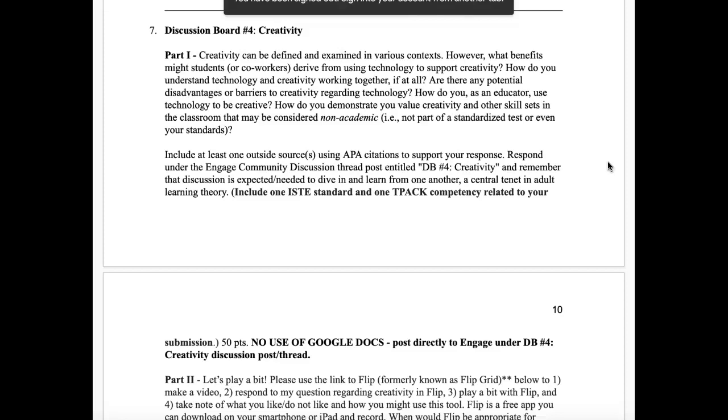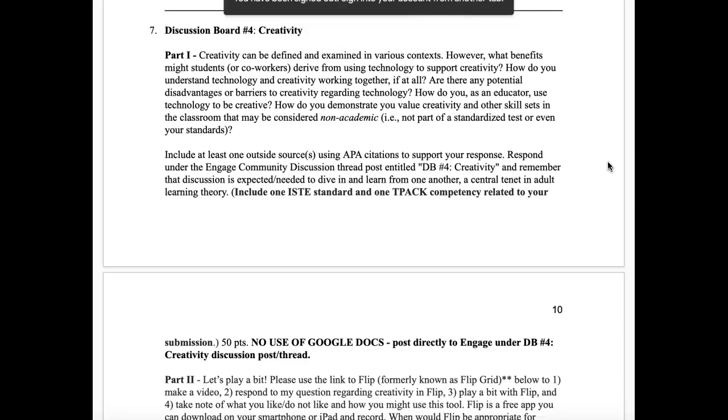How do you understand technology and creativity working together, if at all? Are there any potential disadvantages or barriers to creativity regarding technology? How do you, as an educator, use technology to be creative? How do you demonstrate that you value creativity and other skill sets in the classroom that may be considered non-academic? Include at least one outside source using APA citations to support your response.